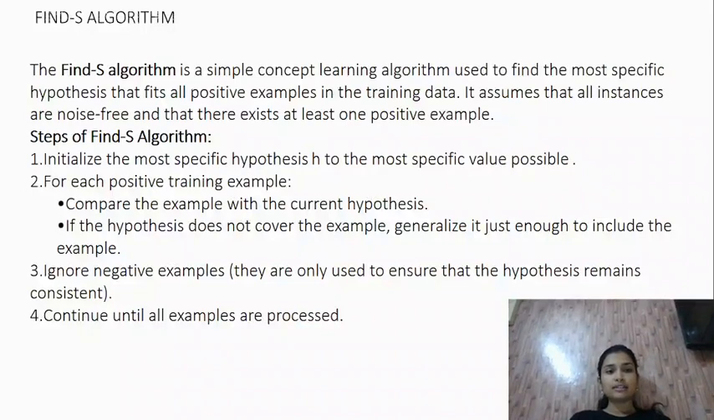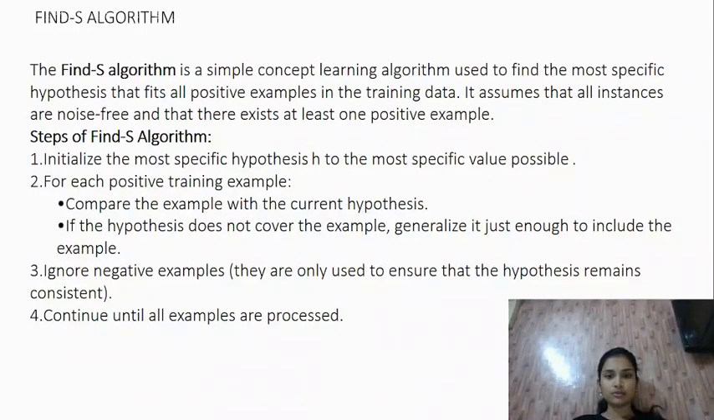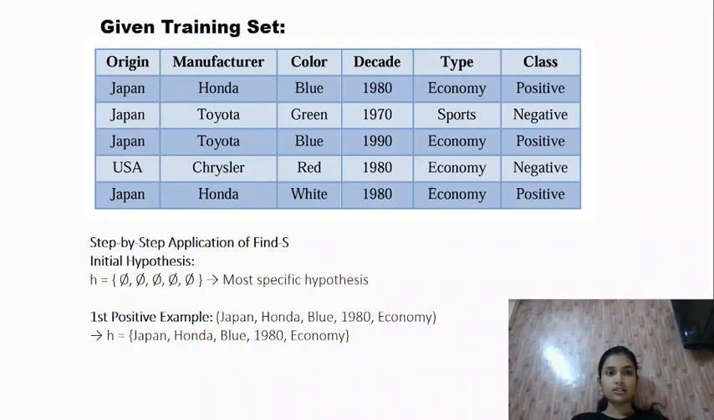Okay. Now compare this example. We will always compare that example to the current hypothesis. We will iterate this process until all the examples are covered. If the hypothesis does not cover the example, generalize it just enough to include the example. Ignore negative examples. We will just ignore the negative examples. Then continue until all examples are processed. Now, this is the set. Step by step, we will try to find out the answer.